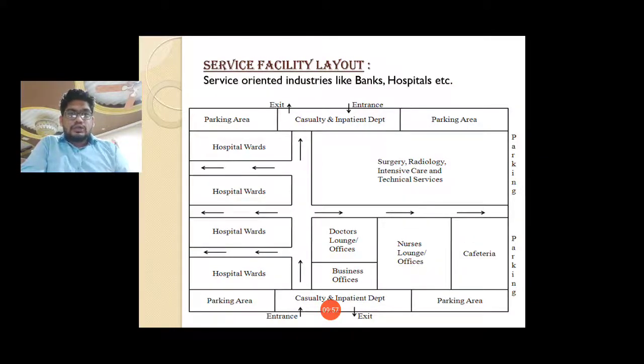Service facility layouts, service oriented industries like banks, hospitals, and so on. What they do generally here is they segregate all the departments in particular sectors or area wise. So if you see this facility layout here, we can see the parking areas, the entry point, the casualty and inpatient department of the particular hospital. Then near to it on the right side is surgery or the radiology, where the ECG, X-ray, and other machines are operated. Now on the left hand side we see the hospital wards.